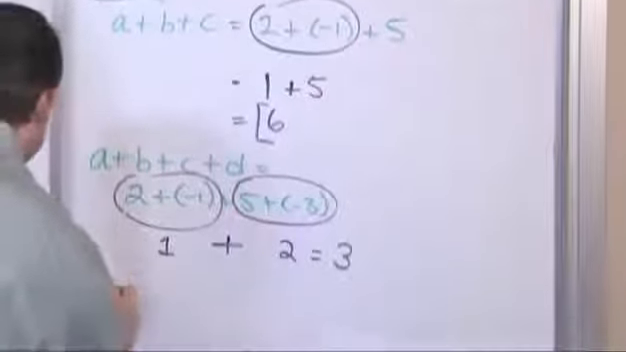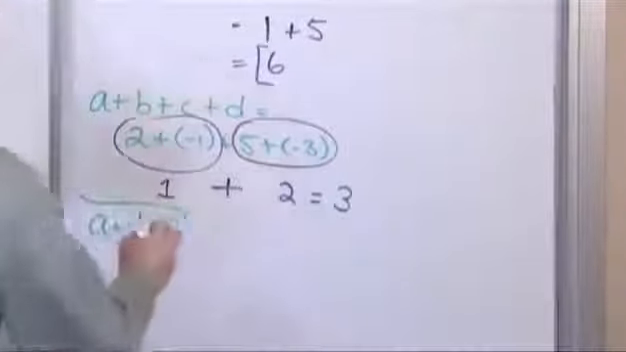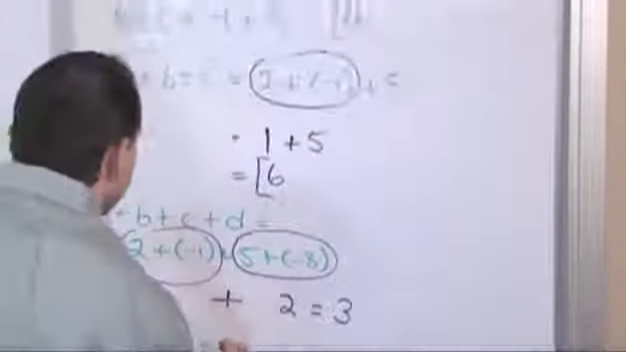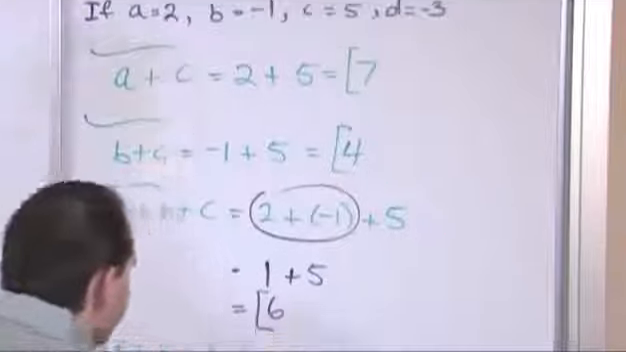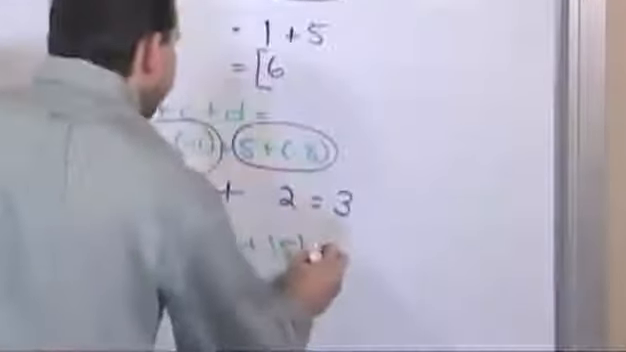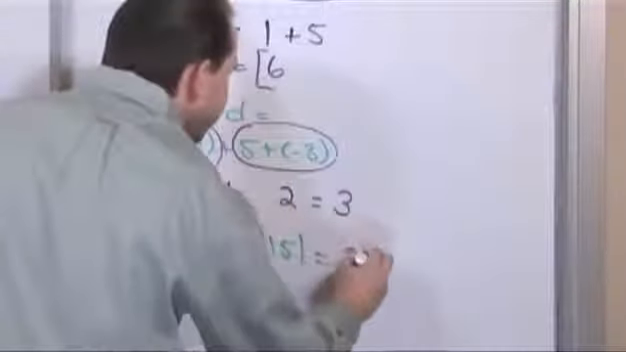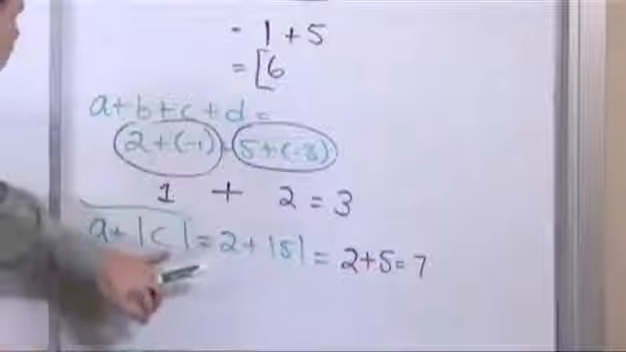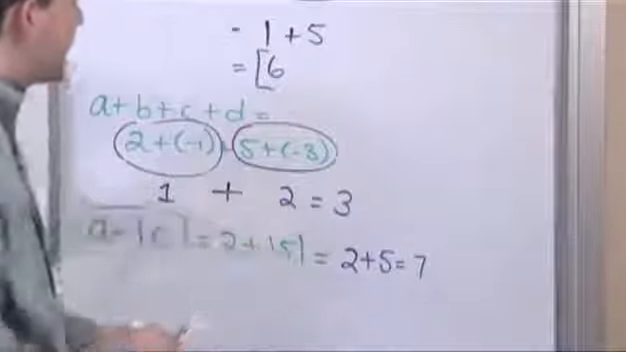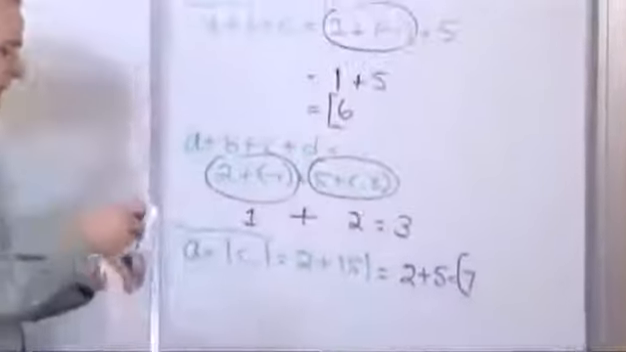One final problem. If you had A plus the absolute value of C, then it would be the same thing. A is 2 plus the absolute value of C is 5, right? And so then you would convert that over to what you know. The absolute value of 5 is just simply 5, so 2 plus 5 is 7. And if you had a different letter in here, you would just take the absolute value of that and then you would add it together. So the answer is 7.